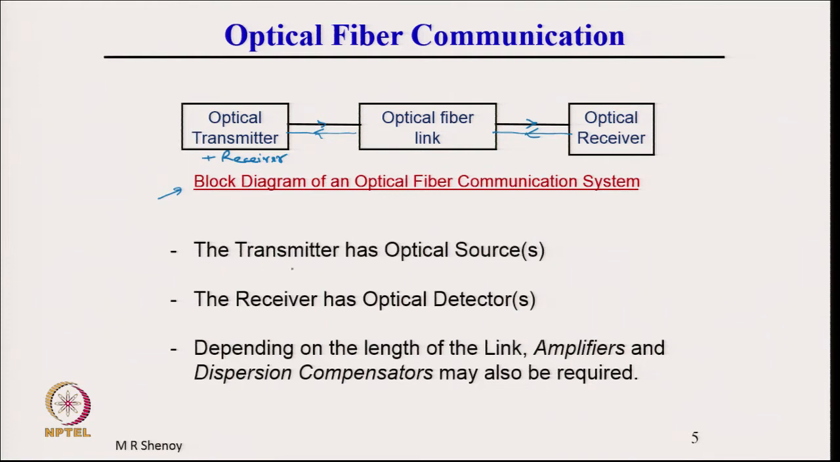The transmitter has optical sources and the receiver has an optical detector, and depending on the length of the link there will be amplifiers and dispersion compensators. We will discuss primarily the optical sources, because in this course we are interested in lasers, and the sources used in optical fiber communication are lasers, and the amplifiers used here are also laser amplifiers. Therefore, these are the two focus areas for us in this talk.